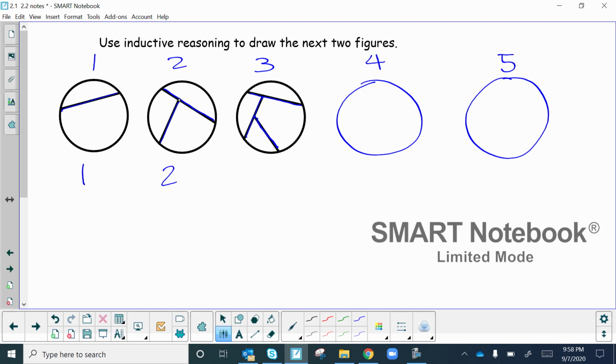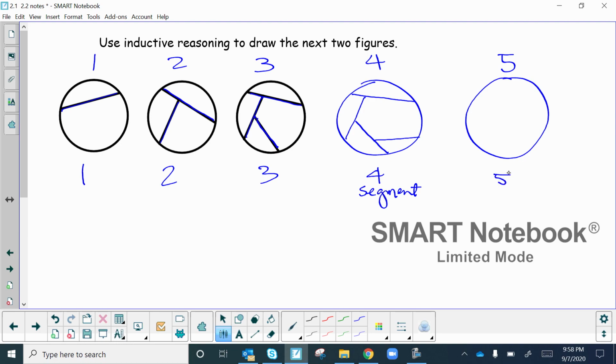So obviously this one has to have 4 segments, and there's only 1 chord, and that's that 1 chord up there. So I'm just going to draw 1 chord up here. I'm going to kind of copy what I've already have. So where do you think the next segment is going to go? It's obviously going to be connected from here, and the other endpoint needs to be on the circle. So maybe something like that. Okay, so then that's 4.